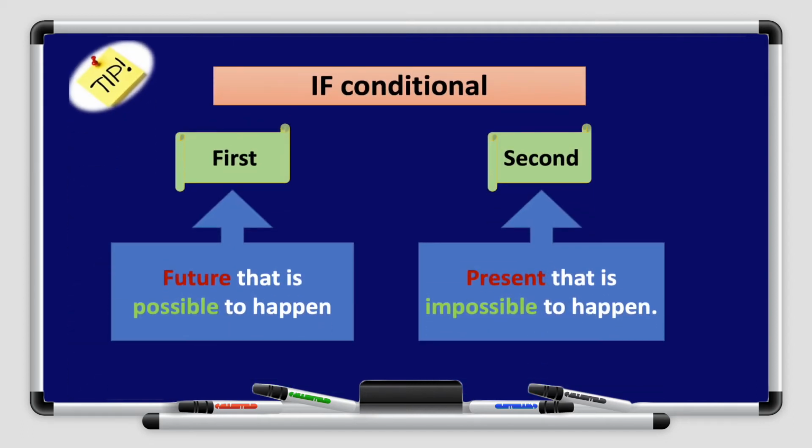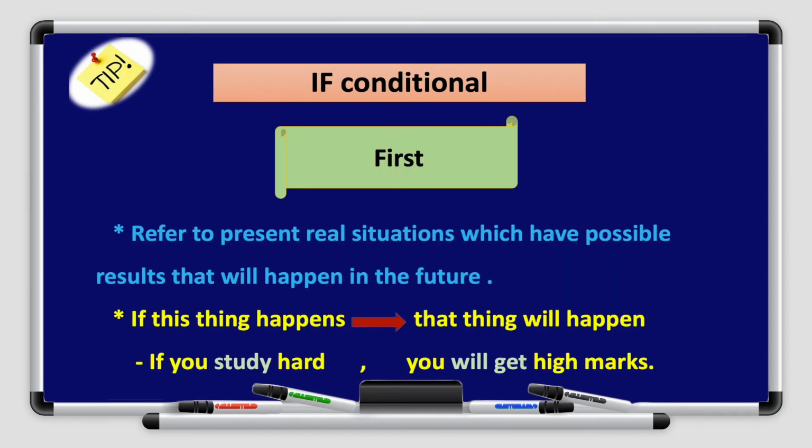Let's move to the second part of this episode, if conditional. There are 2 types of if conditional, first and second. We use the first type when we talk about what is possible to happen in the future, while the second one is used to talk about what is impossible to happen in the present. Let's discuss each type in details.